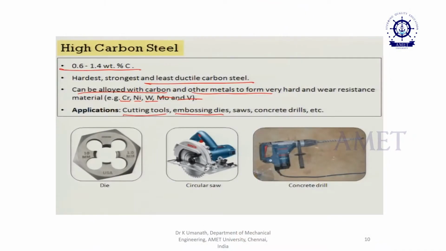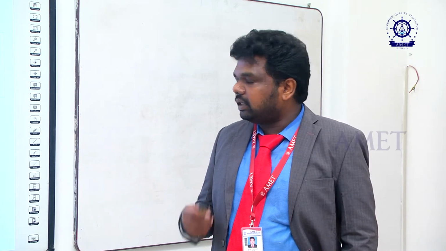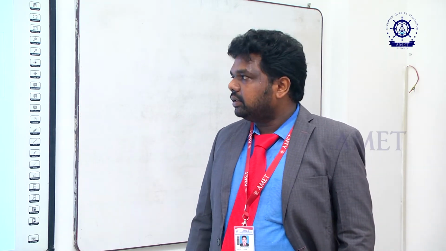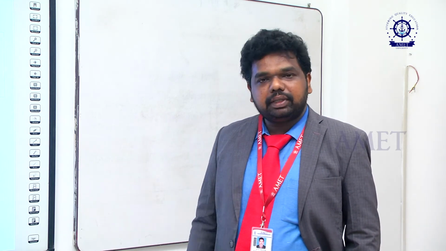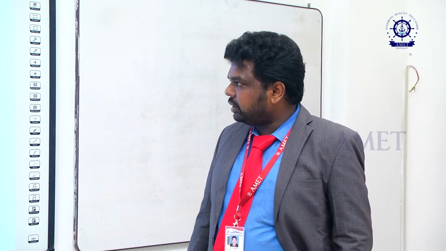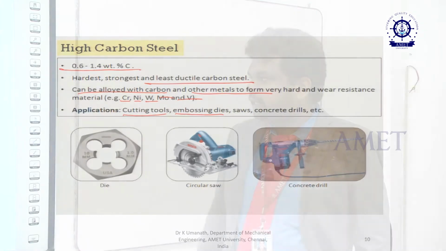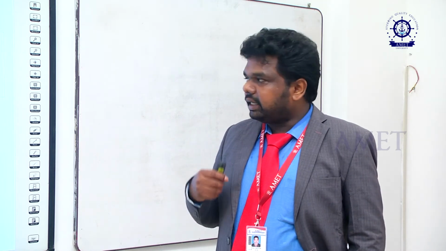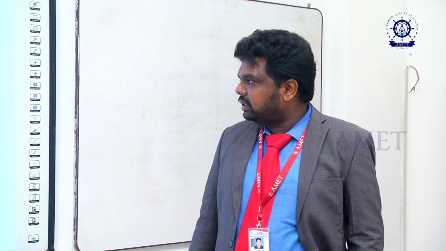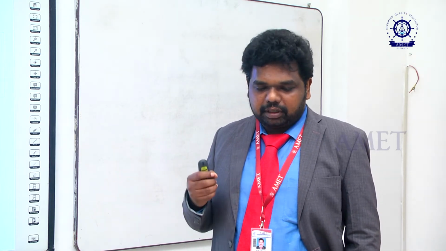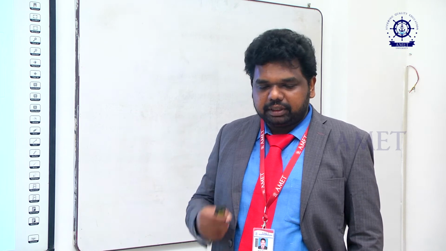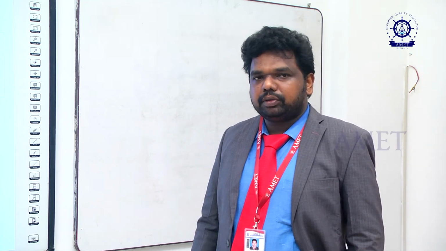High carbon steels have more than 0.6% to 1.4% carbon content. It is the hardest, strongest and least ductile carbon steel metal. It can be alloyed with chromium, nickel, tungsten, vanadium, aluminum, to make it a hard material for other purposes. Mostly its applications are in cutting tools, metal cutting dies, embossing dies, saws, and concrete drill bits. It can be used for machining of low carbon steel, and any other metals.